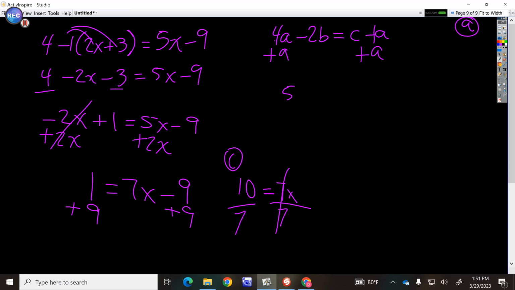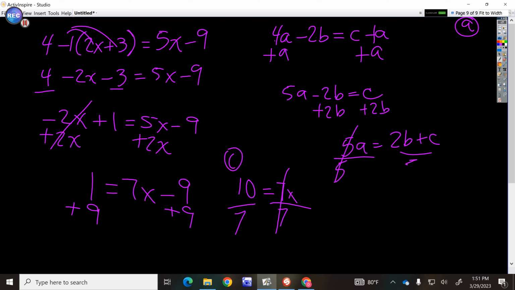Then you get 5a minus 2b equals c. Now this is something we can easily clean up. Two steps only. Take away the term that's on the same side as the a that you want. So plus 2b gives you 5a equals 2b plus c. What if they put c plus 2b? Same thing. And now divide both sides by your coefficient, which is 5. So a equals (2b plus c) over 5.